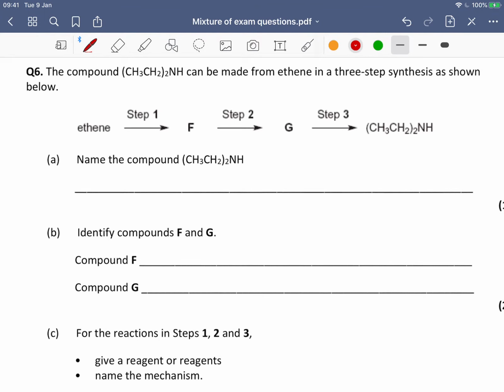So, question 6. The compound is CH3CH2 twice NH. Let's write the name of that. That's diethylamine.